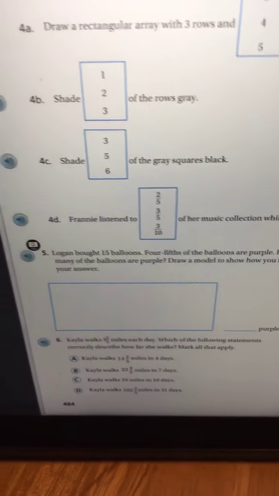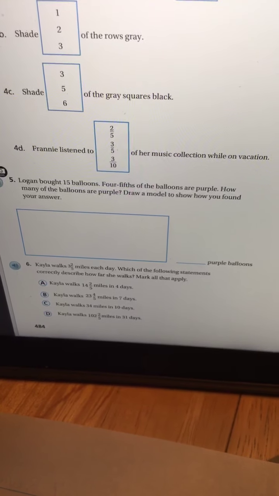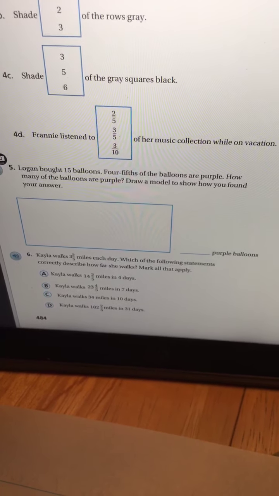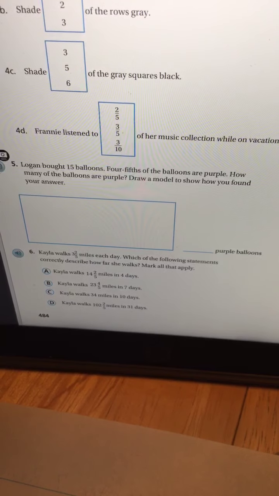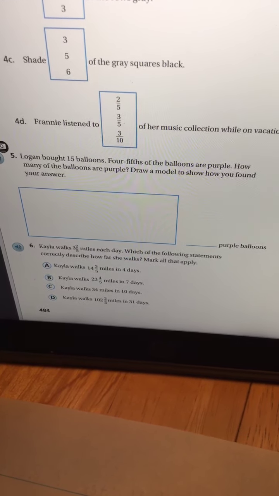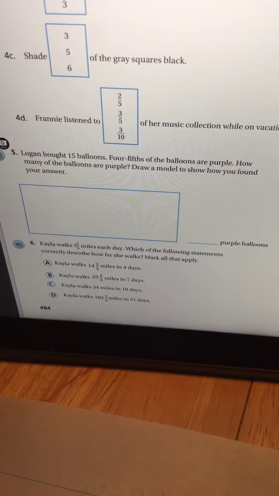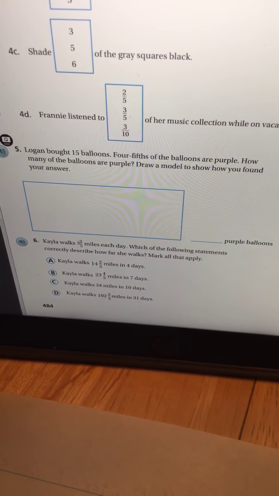All right, let's go to question number 5. Question number 5 is Logan bought 15 balloons. So we have to draw 15 balloons, but how do we arrange them? Oh, fifths. 4/5 of the balloons are purple, so we need to put them into 5 rows, and we're going to circle 4 of those rows. So how many of the balloons are purple? Draw a model to show how you found your answer.